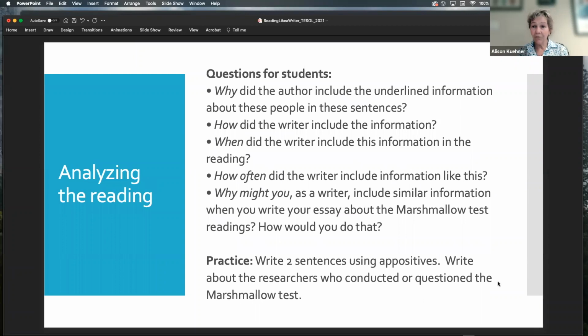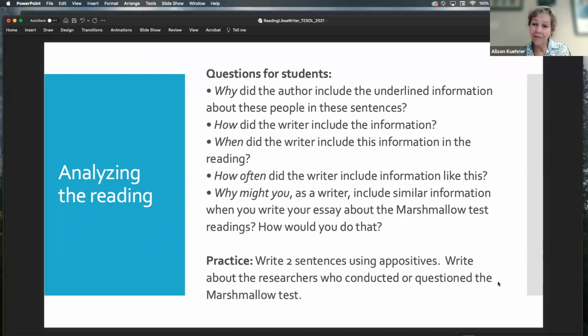And so these are the sort of questions I would ask, right? Why is there this underlying information? How is it included? Like, notice the commas. When is it included? How often is it included? Not very often, right?